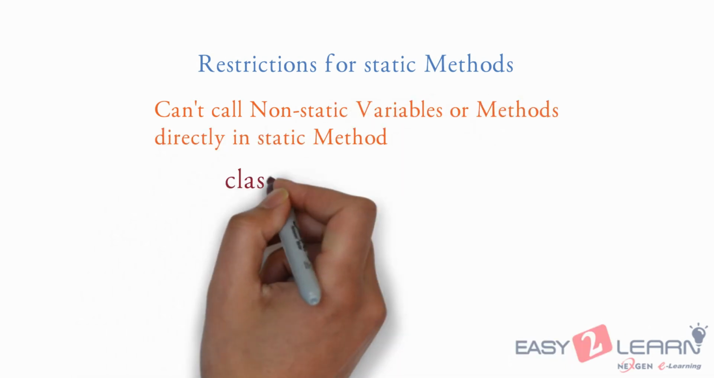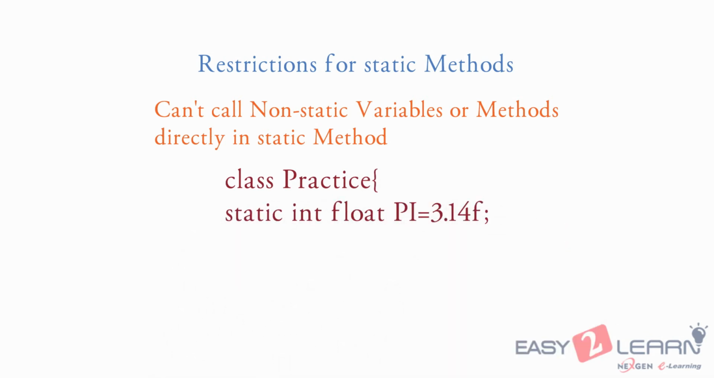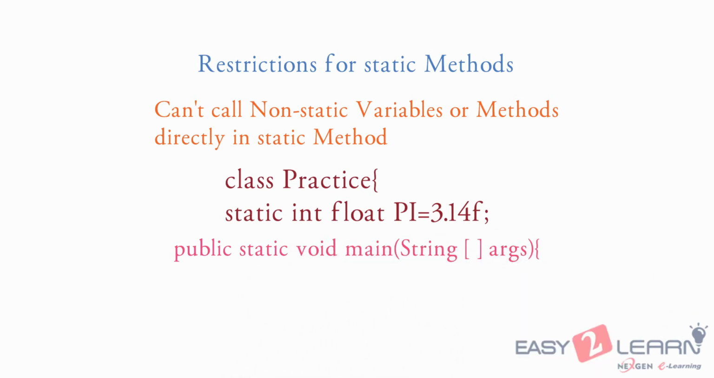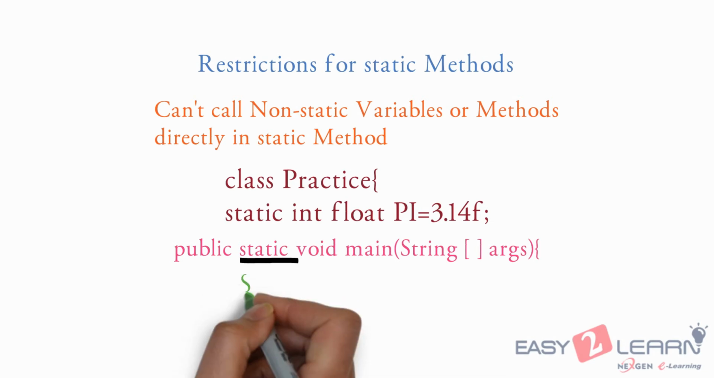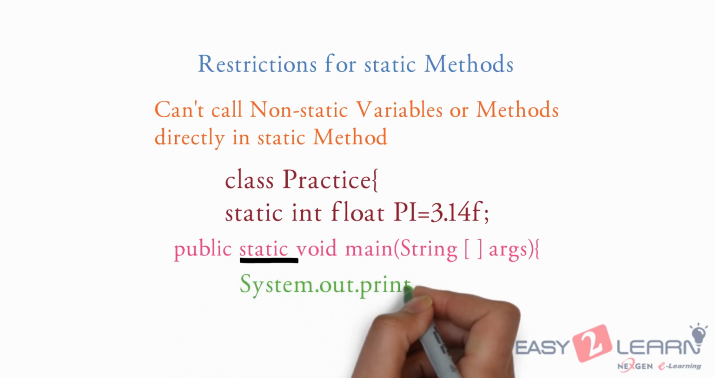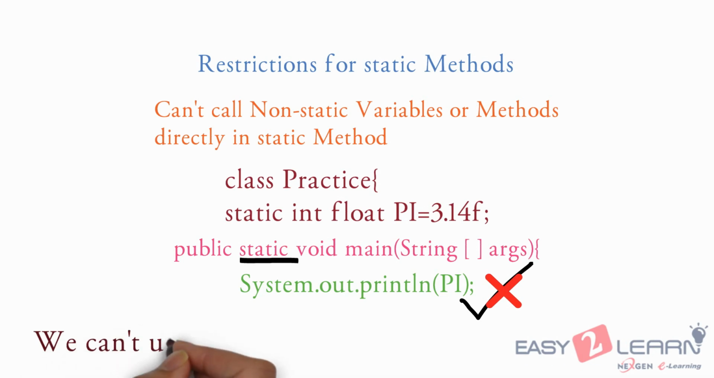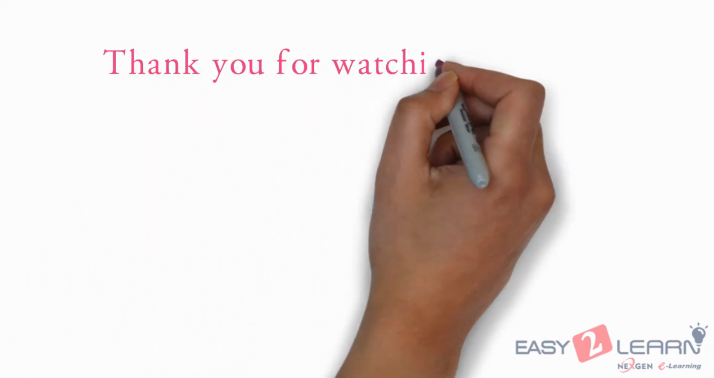We can't call non-static variables or methods directly in a static method. For example, here I have defined a float whose value is 3.14. So public static void main. Observe here, the static keyword is used, System.out.println pi. It cannot be used. It cannot be used with the super keyword.